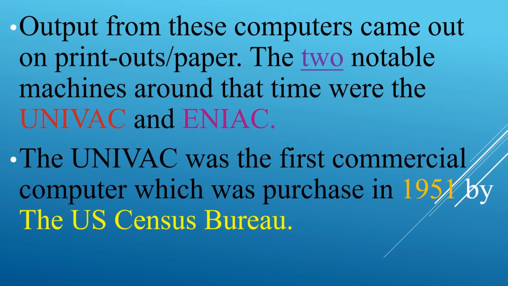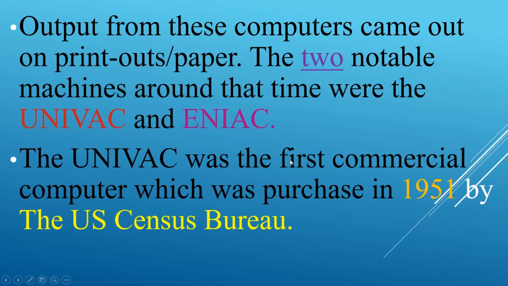Output from these computers came out in printout format. As they were not having a keyboard, they were also not having a monitor for display. They were having a printout format, that's a printer which is going to print out the information. Two notable machines around the time were UNIVAC and ENIAC. That means they were not the only machines invented around that time, but they are the two notable ones.